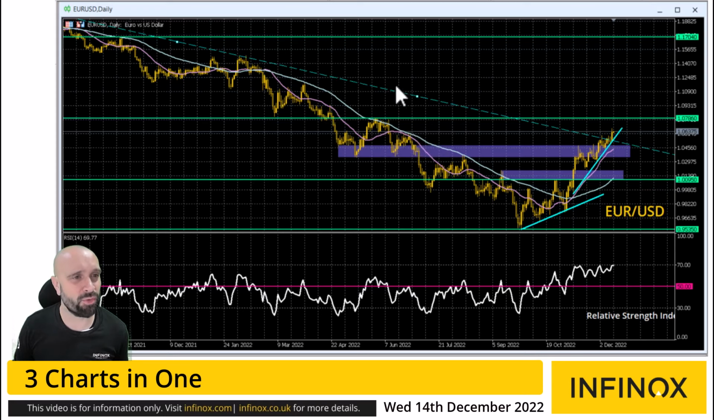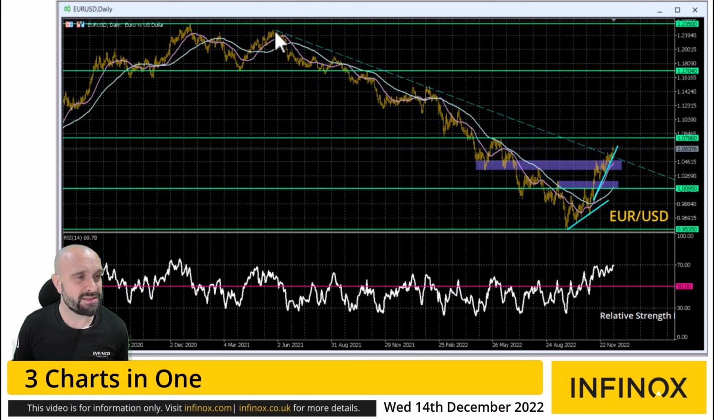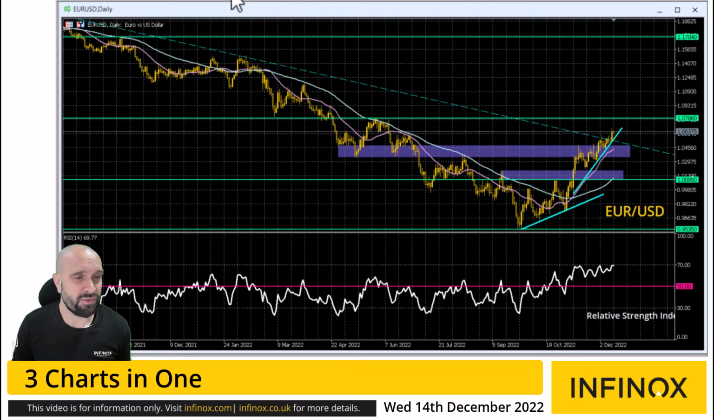Now, what we have also done is broken this primary downtrend. This is a downtrend that goes back to mid-2021. So looking at sort of 18 months worth of downtrend that we've now broken on this recovery now on euro dollar. We've got the strong momentum, we've got the breakout, higher lows, higher highs, continuing the recovery.